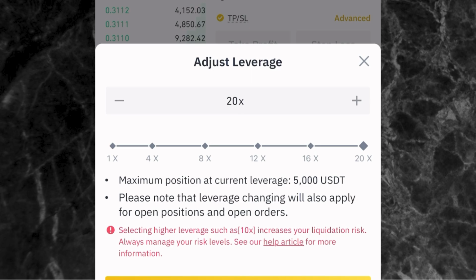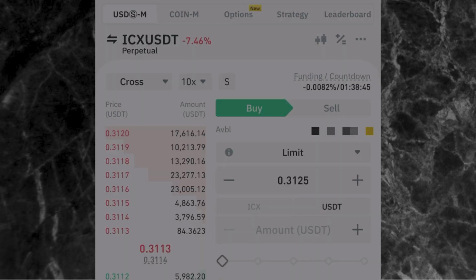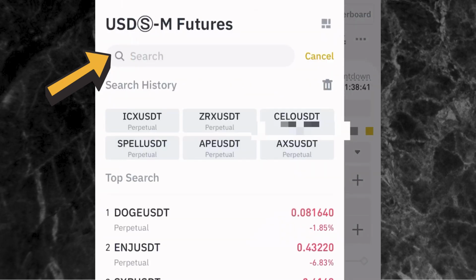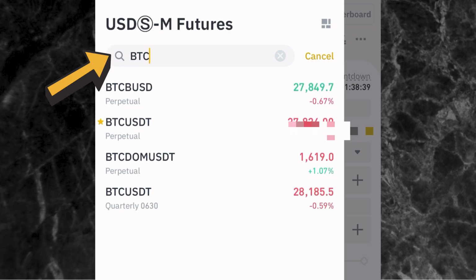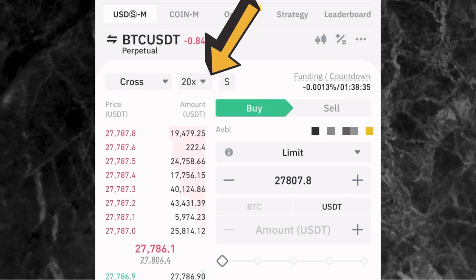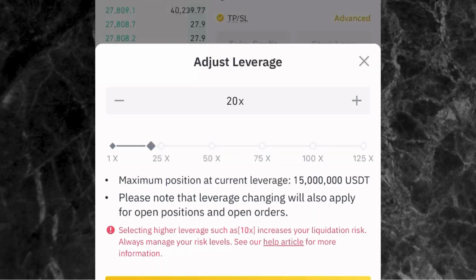The highest is 20x leverage. Now let's try to look at other trading pairs. So if you come back again and come at the top where the arrow is pointing to and you search for BTC USDT, if you tap on where the arrow is pointing to where you have your leverage, you can see that you can select from 1x to 125x leverage. This is for the BTC USDT trading pair.